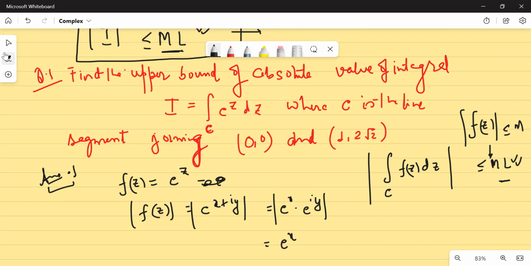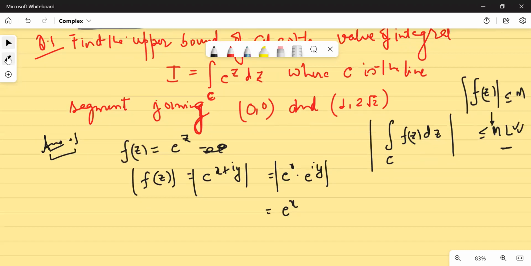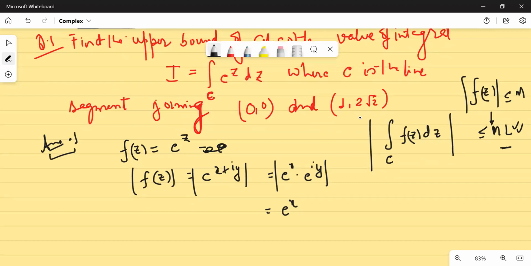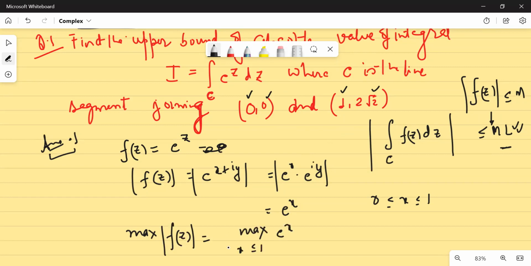अच्छा, थोड़ा ध्यान से देखें, इस पूरी लाइन सेगमेंट में x कहाँ से कहाँ वेरी कर रहा है, x is varying from 0 to 1. देखो, x is 0, y is 0, x is 1, y is 1. So x is varying from 0 to 1. So what will be the maximum of |f(z)|? So maximum of |f(z)| would reduce to saying maximum of e की power x when x lies between 0 and 1. Right or wrong?